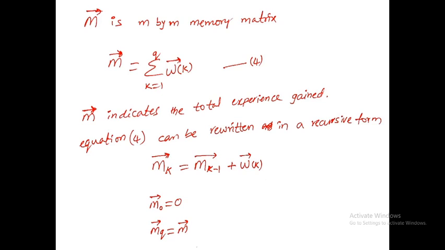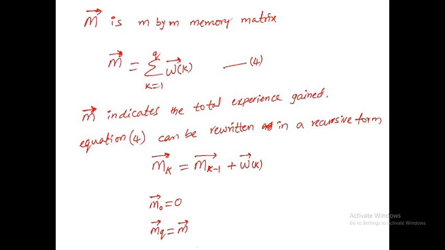So how this memory is updating: let us take M2, the second pattern memory. If you want the second pattern memory M2, what will it become? It is the previous memory. If you are finding M2, then M1 is the previous memory. That previous memory is nothing but MK minus 1. Previous pattern memory plus current pattern weights, that is nothing but W2.